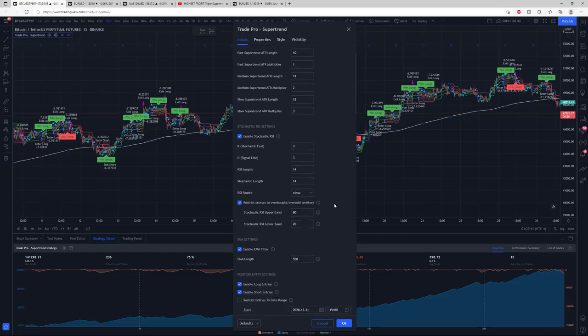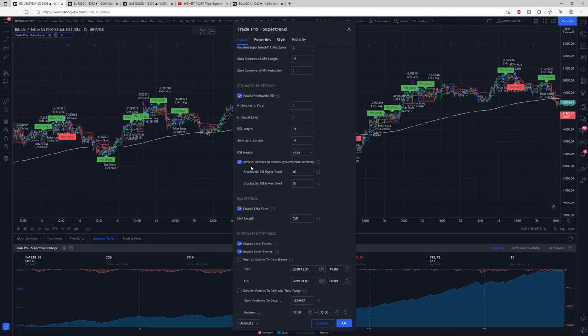The next thing is the stochastic RSI. Either you can get rid of it completely or change the settings for it. Right now it's at default. And then there is the ability to restrict the crosses to overbought and oversold territory of the stochastic RSI. Right now it's at default, where it's taking shorts when the stochastic RSI crosses down from above the 80 level, and it's taking longs when the stochastic RSI crosses up from below the 20 level. You can change those levels or just get rid of that restriction altogether.